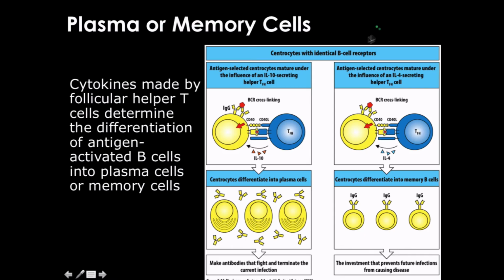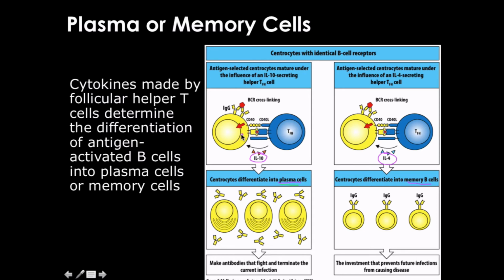Plasma cells and then memory cells, the only thing that I really didn't get to mention in my first video was the fact that when you're talking about differentiation into plasma cells, the main cytokine is interleukin 10, and when we're talking about memory cells, the main cytokine is interleukin 4. But both of these, in order for the B cell to be receptive to either one of these, it has to have CD40 and CD40 ligand interaction.